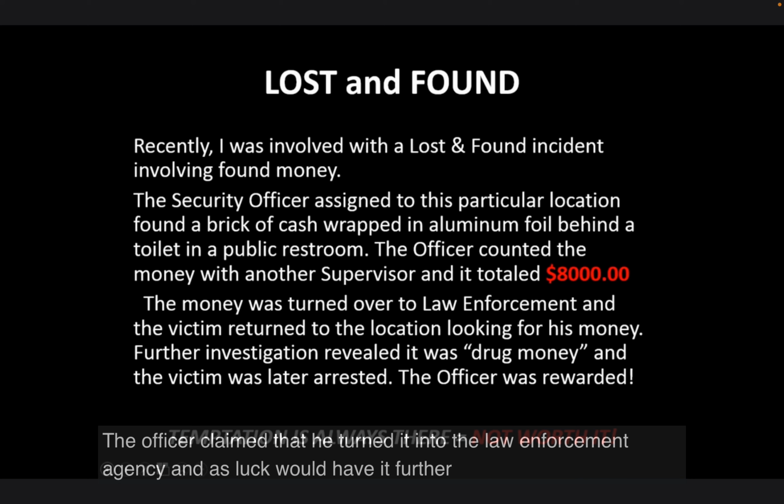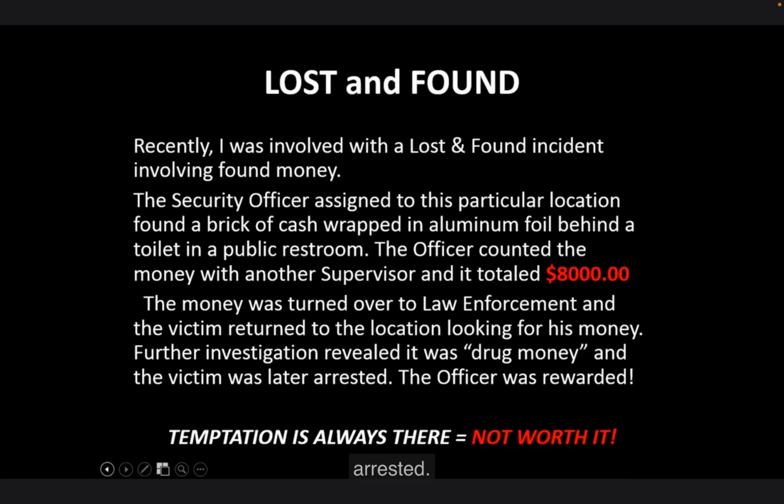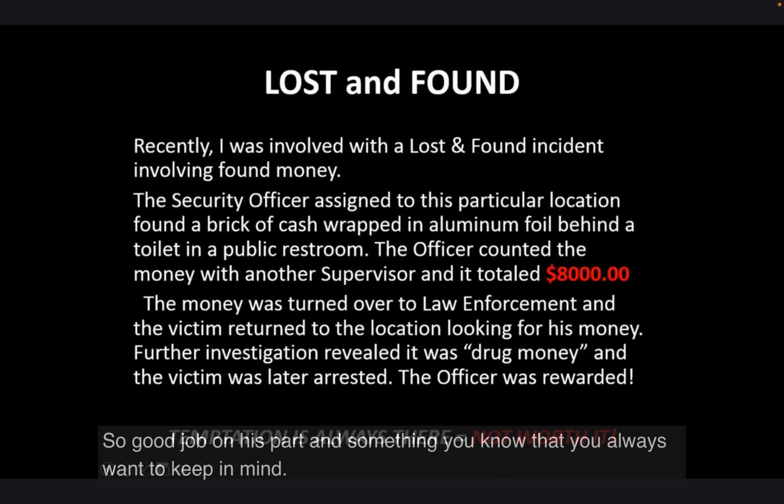The officer explained that he turned it in to the law enforcement agency, and as luck would have it, further investigation from law enforcement revealed that it actually was drug money, and the victim was later arrested. In this scenario, the officer was rewarded for doing the right thing. So good job on his part.